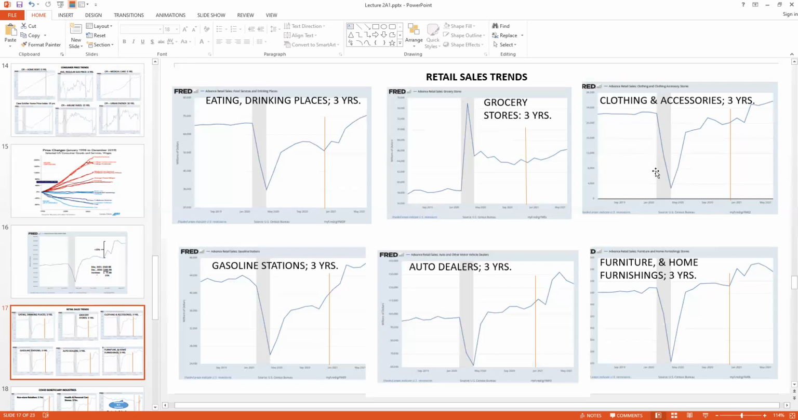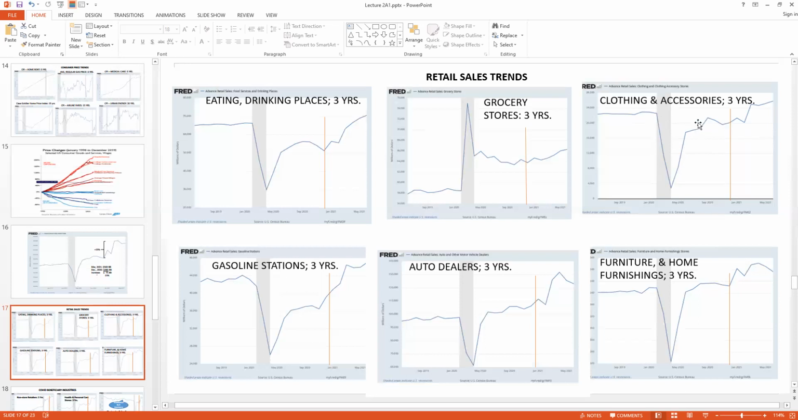Clothing prices, again, the same sort of thing. You can almost see the similarities between eating and drinking places and clothing. But as people go back to office, they're starting to go back to the clothing stores to get clothes to wear to work.